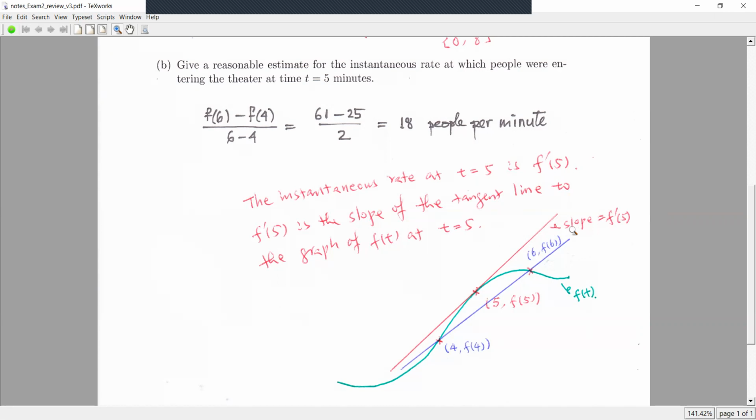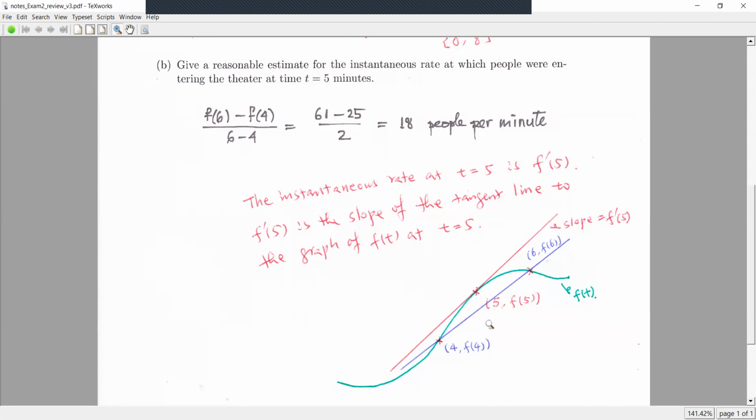To estimate the slope of the tangent line, I pick on the graph 2 nearby points. One is 4, f of 4. The other one is 6, f of 6. Then join these 2 points with a line. This line is a secant line. I want to use the slope of this secant line to estimate the slope of this tangent line.